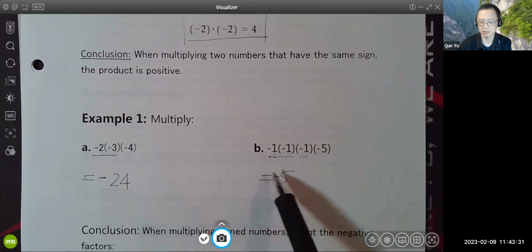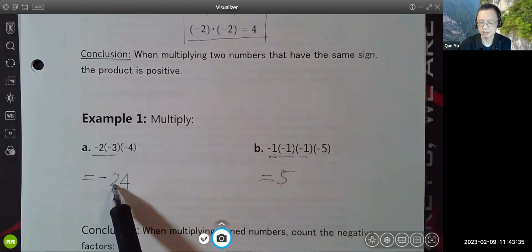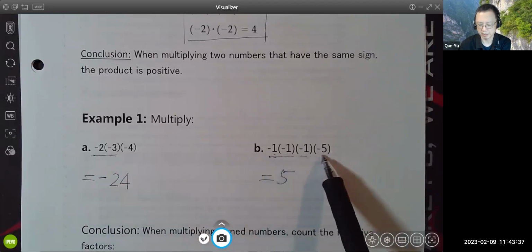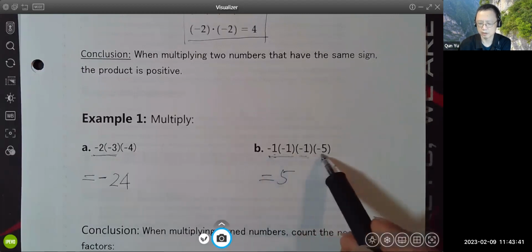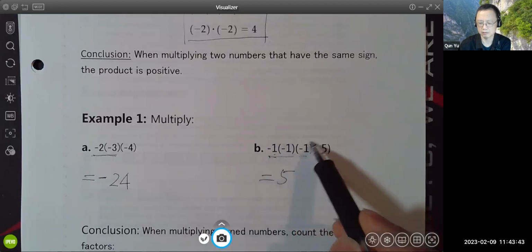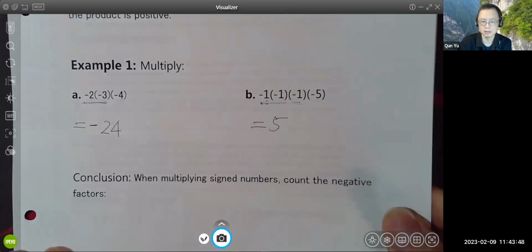So from here, you can see when you have an odd number of negative numbers, the result is negative. When you have an even number of negative numbers, the result is positive, because even number means every 2 negative numbers give you a positive. So the result will be positive. And this is the conclusion.